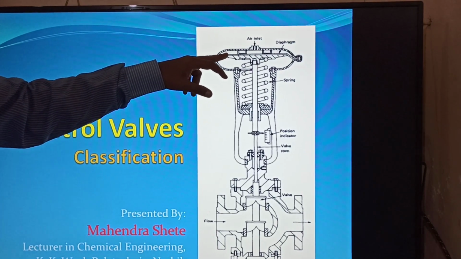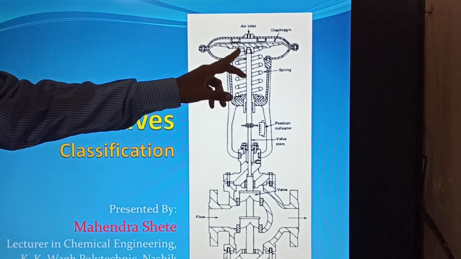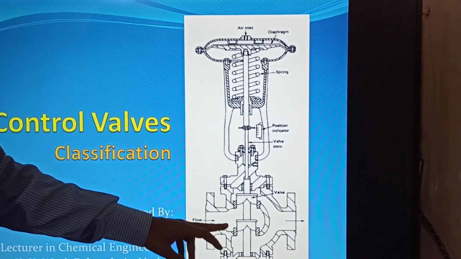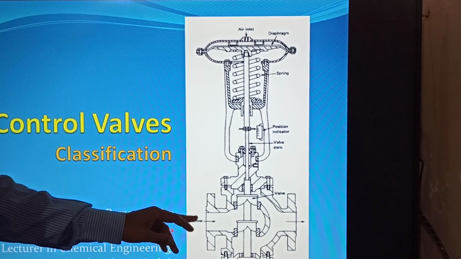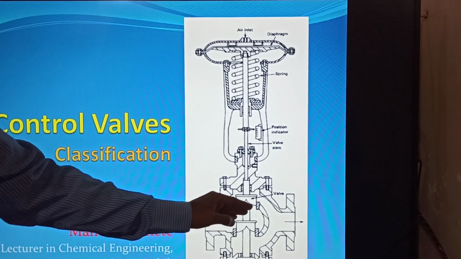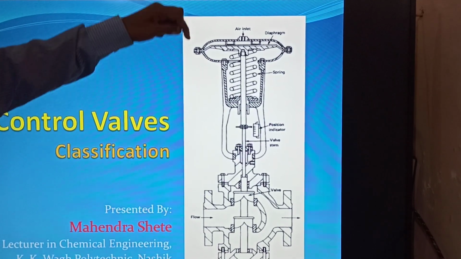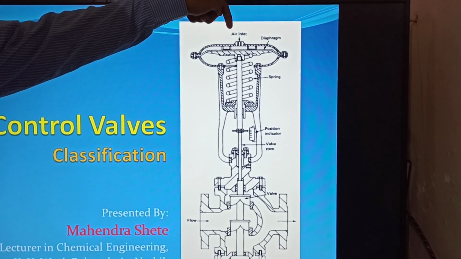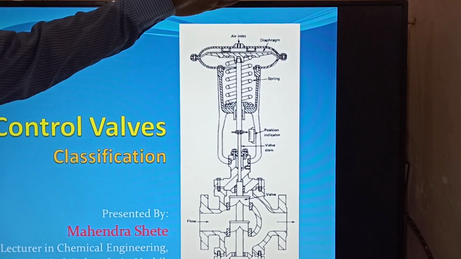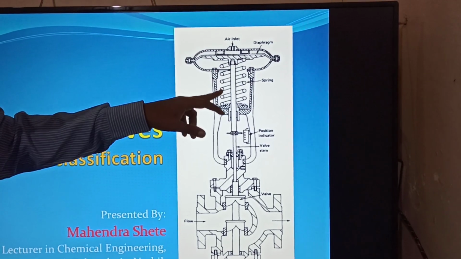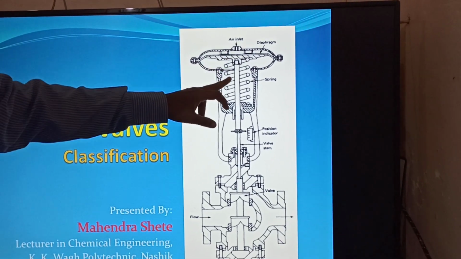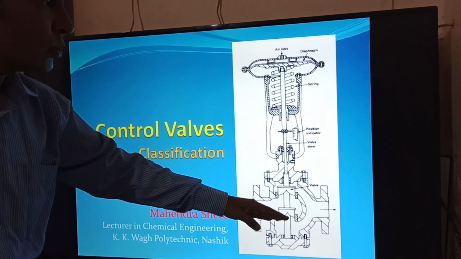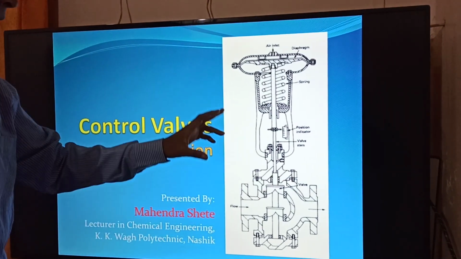It consists of a diaphragm, then a spring, then a stem, then a position indicator, then a plug. And through the body of this valve the flow transmits from one point to another point. When air inlet is introduced from this top section, it will deflect the diaphragm in the downward direction, which transmits the stem in the downward direction, which actuates this plug and which controls the flow of the fluid.